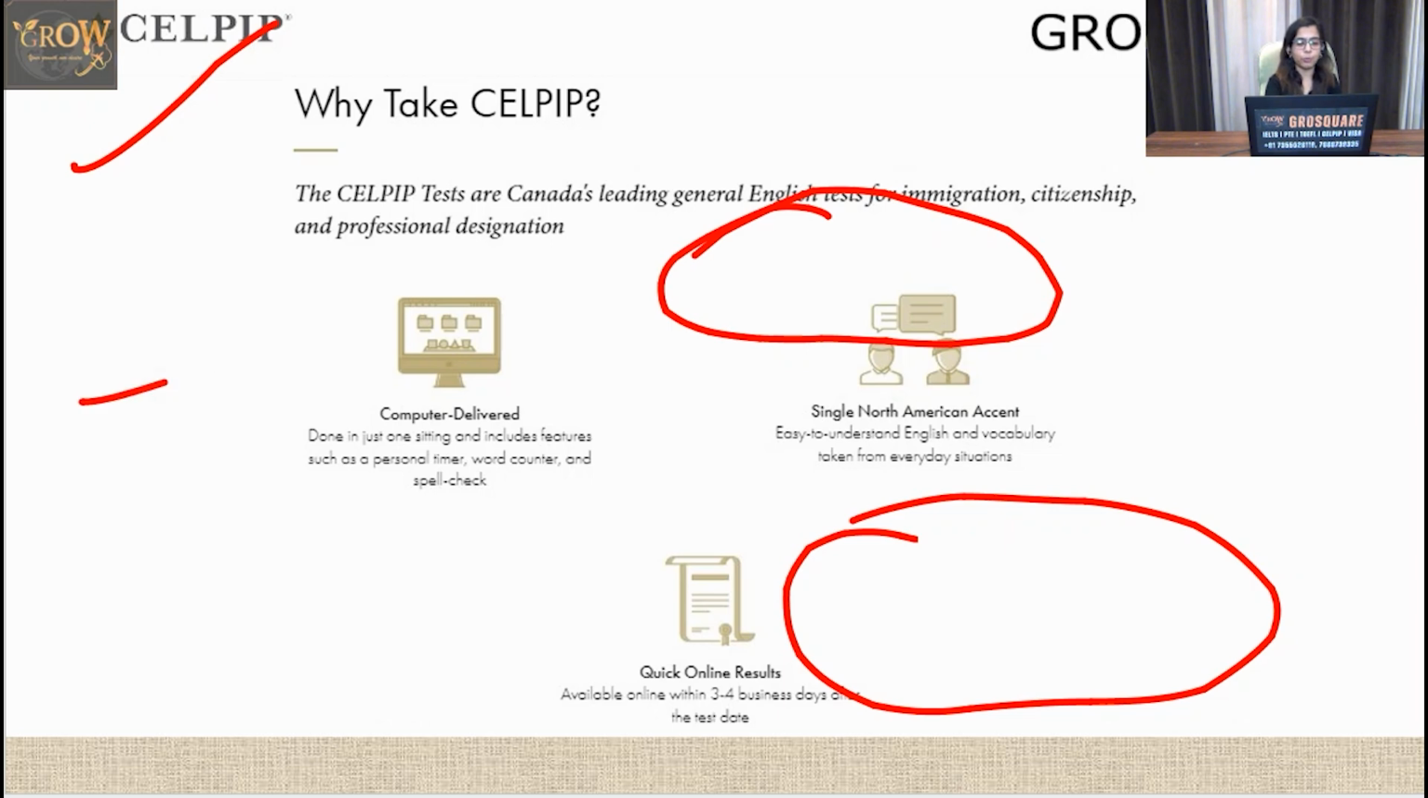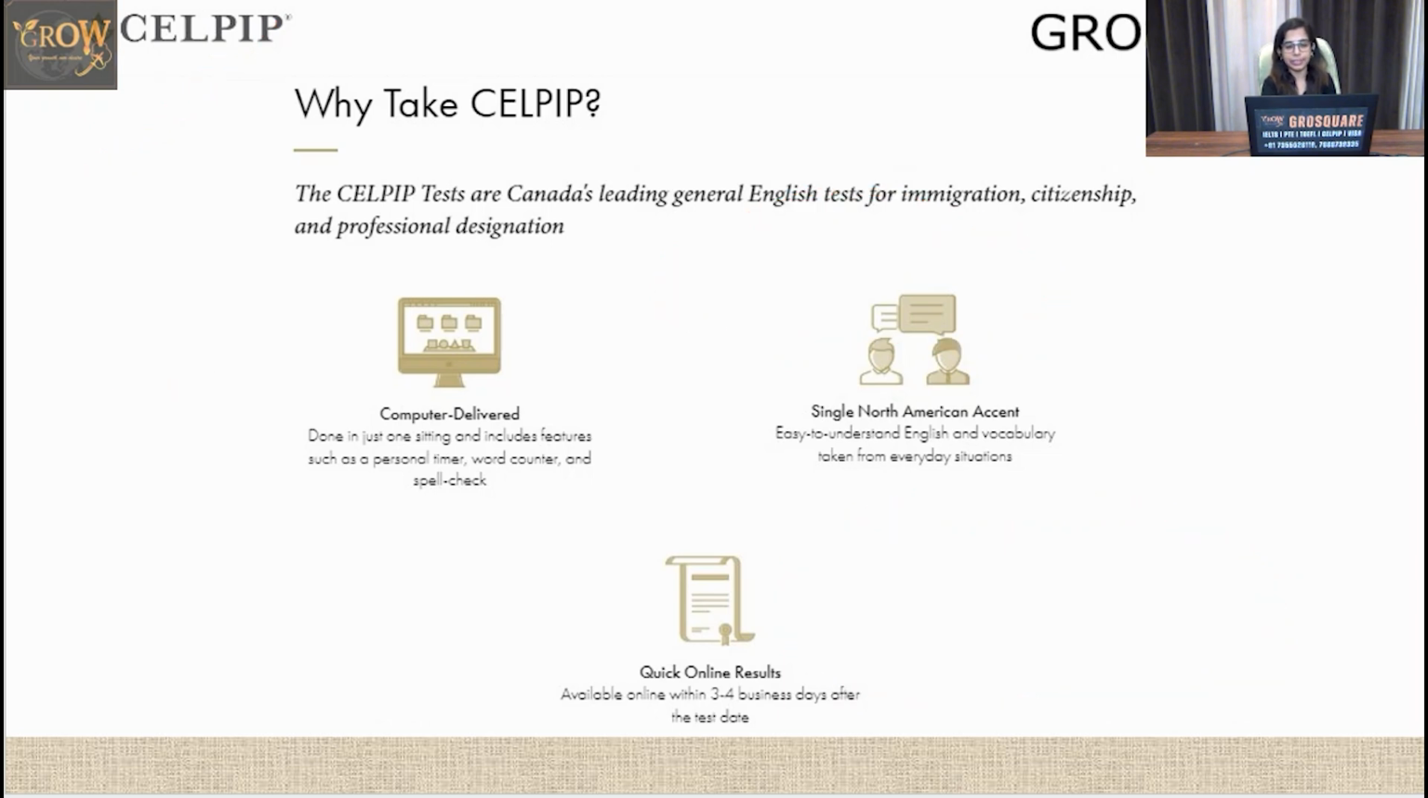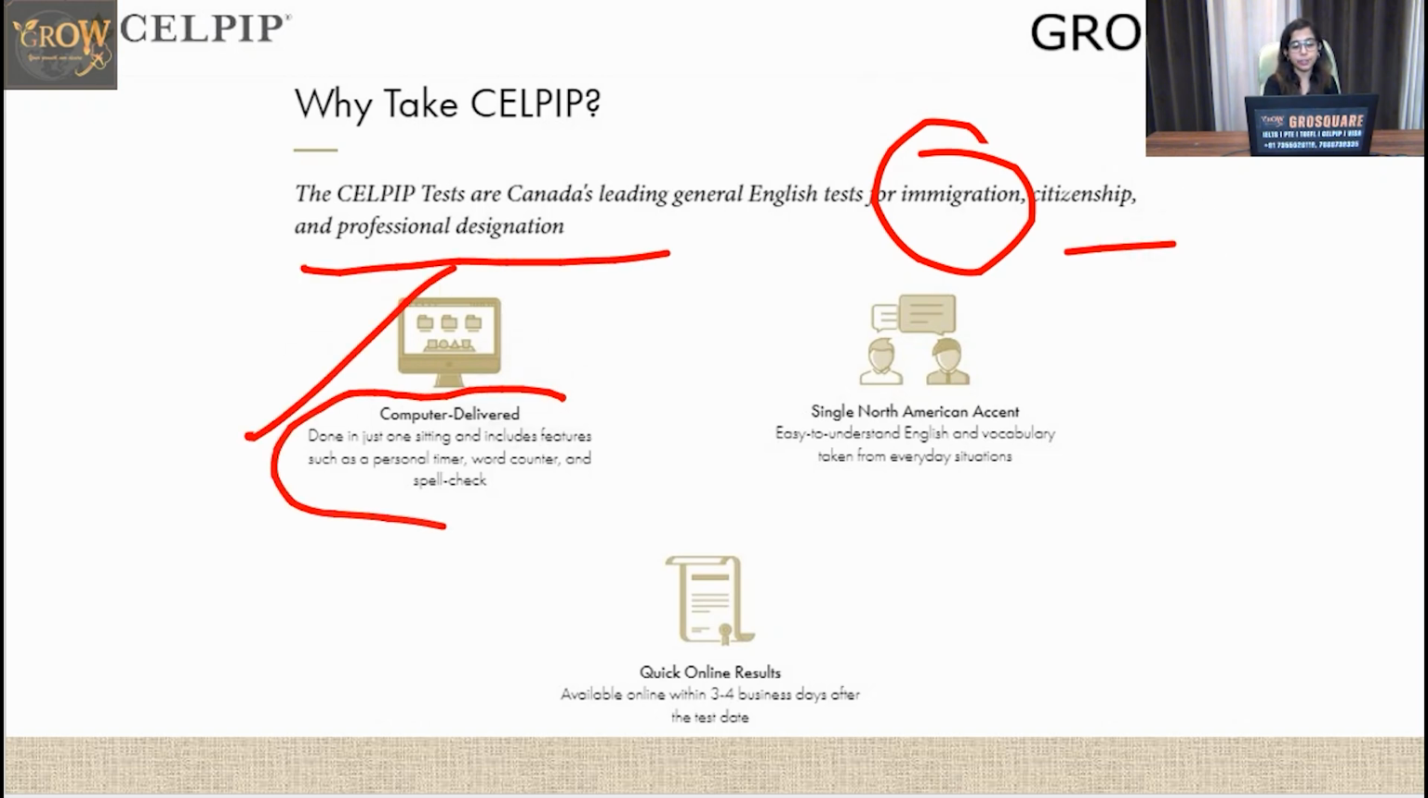Why take CELPIP? What is the need for taking CELPIP? First of all, see, this is used for immigration, citizenship, and professional designations. And next, it is computer delivered. That means it can be done in a single sitting. So it is very, very comfortable for people who are professionals or working, and have time issues or something else, right?